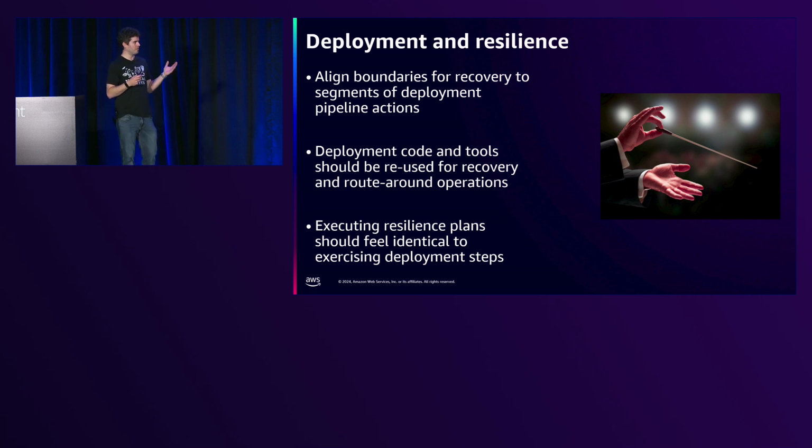You want to have your boundaries for recovery align to the segments of the deployment pipeline actions you've taken. And the same types of actions you're taking during deployment, to safely ensure that changes being made to application components aren't going to be changing in the middle of receiving requests, sounds just like routing around components of an application. So you want the same code, the same execution steps to be symmetrical to each other. You want your resilience recovery actions to feel just like deployments.